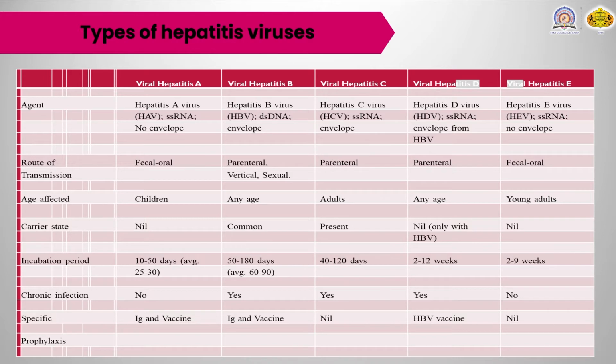Talking about the carrier state, hepatitis A doesn't have a carrier state, whereas hepatitis B and C generally have a carrier state. A carrier can transmit the viruses without showing symptoms. So, in case of B and C, there is a presence of carrier state.